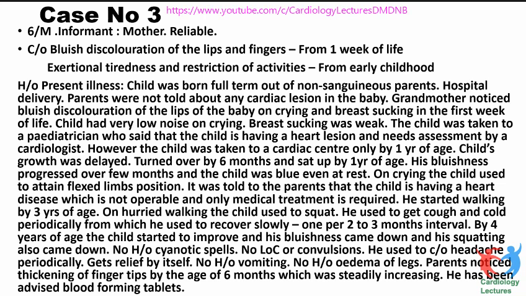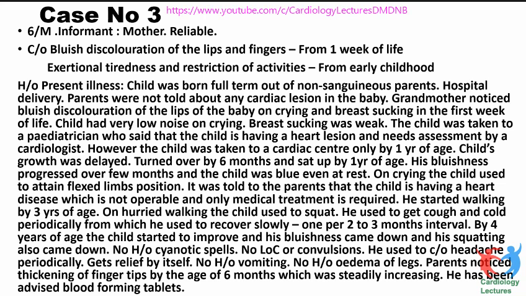On crying, the child used to attain a flexed limbs position. It was told to the parents that the child is having a heart disease which is not operable and only medical treatment is required. He started walking by 3 years of age, and on hurried walking, the child used to squat. He used to get cough and cold periodically, at an interval of once per 2 to 3 months, from which he used to recover slowly.